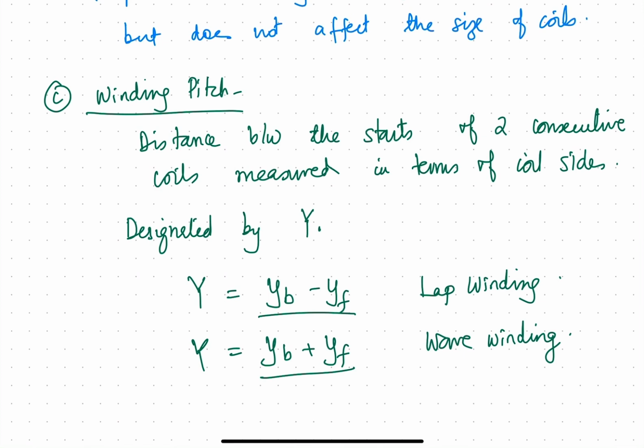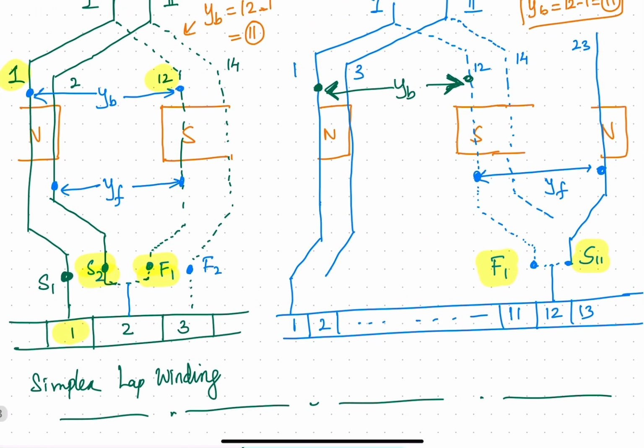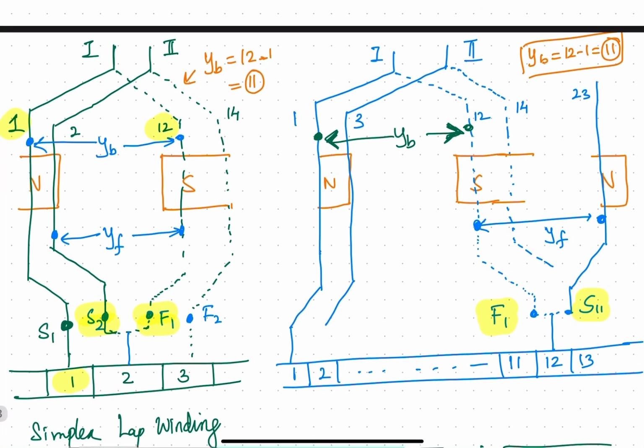Okay, so if you see in the first case, in the lap winding case, this is YB, this distance. So if you subtract this distance from it, what distance remains? It is this distance. So this distance is known as the winding pitch Y. Okay, so let me just erase these two, and then we can say that this is the winding pitch.